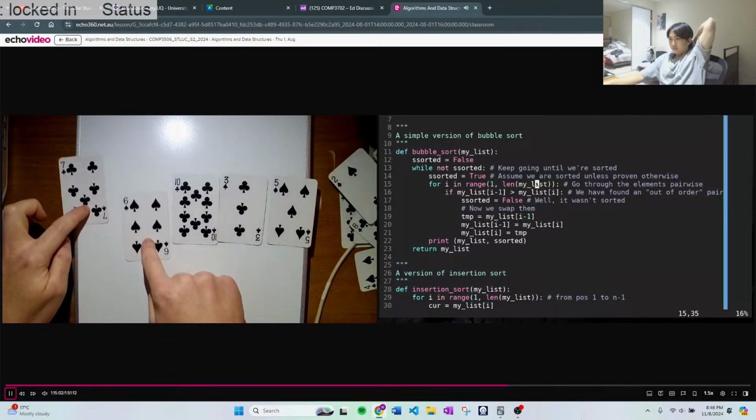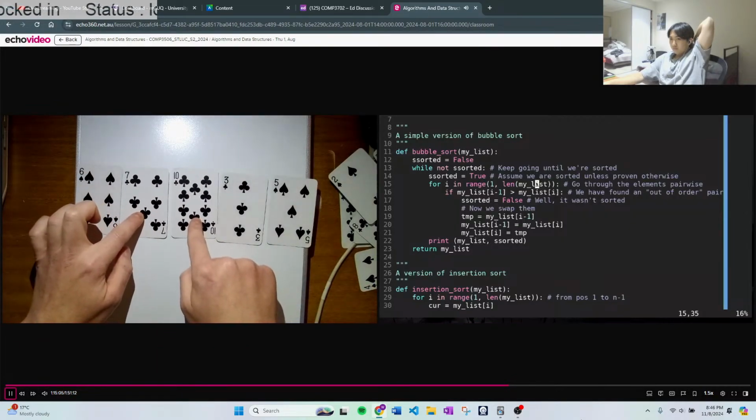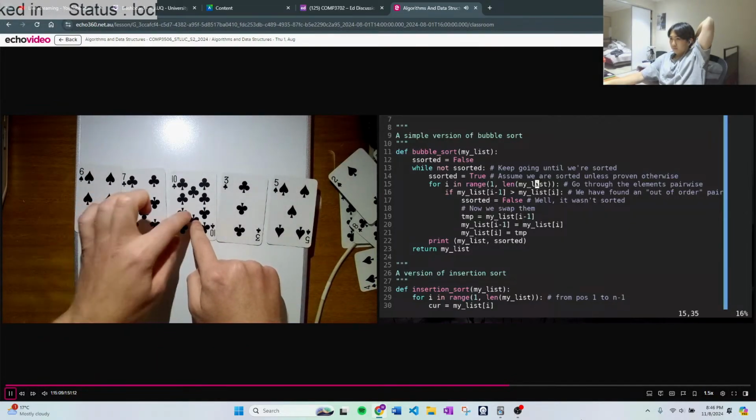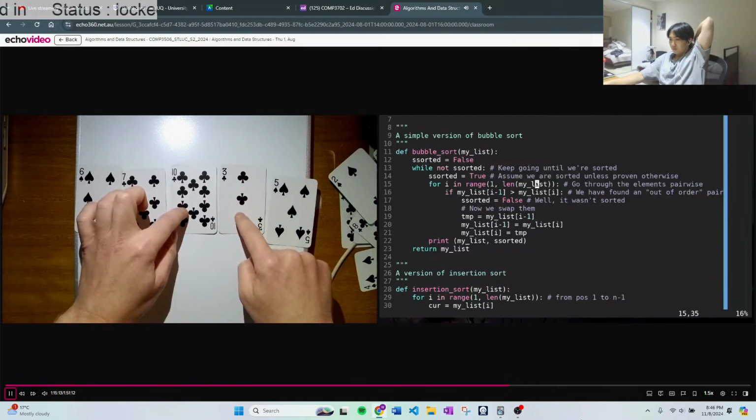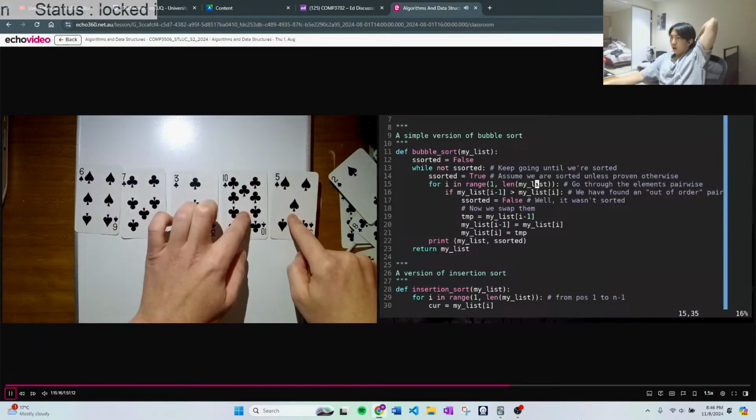No. So I'm going to swap them. And now I'm going to look at these pairs, 7 and 10. Are these sorted? Okay, so then I move on to the next pair. 10 and 3, are they sorted? No, so I swap. 10 and 5, are they sorted?